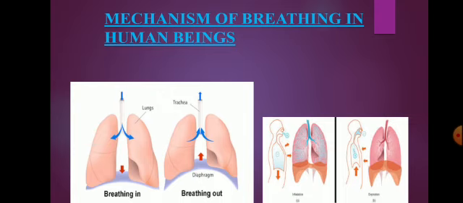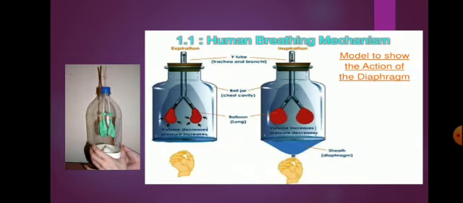Next we see a simple activity on the mechanism of breathing. A big bell jar is taken. The bell jar is a glass jar whose bottom is open. A glass tube branching into two smaller tubes at its lower end is fitted to the mouth of the bell jar with the help of a cork. Two balloons are tied at the two ends of the tube. A thin rubber sheet is tied around the open bottom of the bell jar.